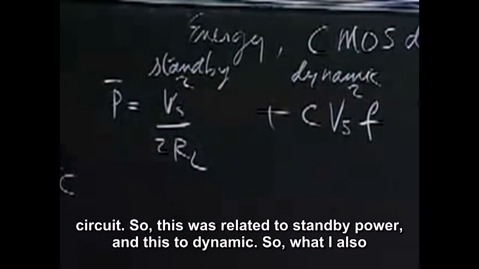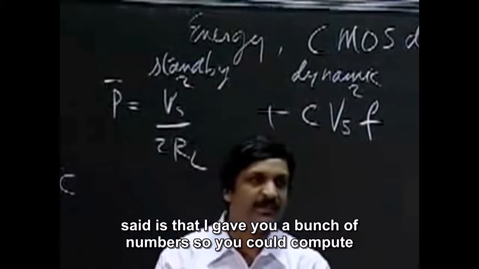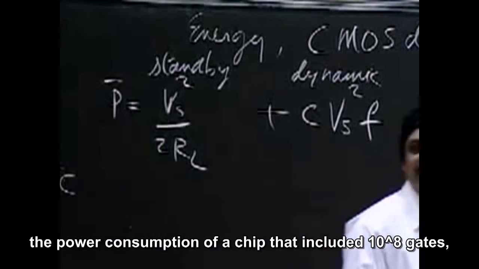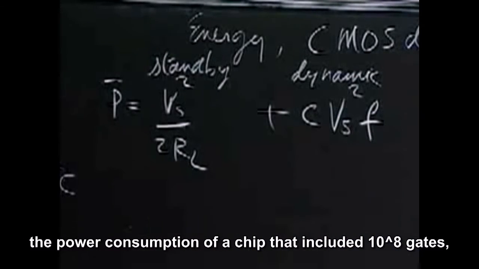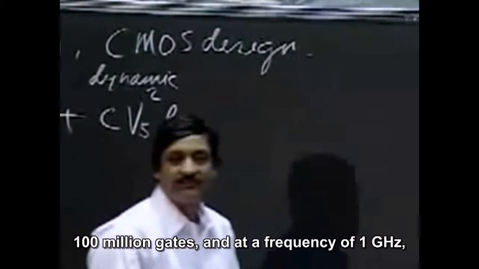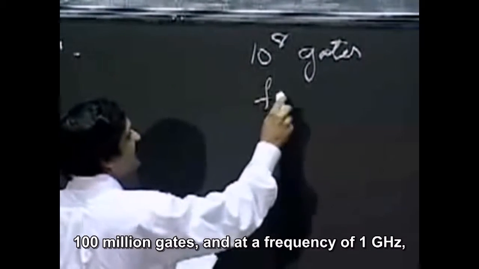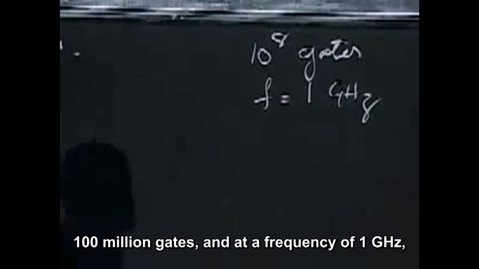dynamic. So what I also said is that I give you a bunch of numbers so you could compute the power consumption of a chip that included 10 to the 8 gates, 100 million gates, and at a frequency of 1 gigahertz.